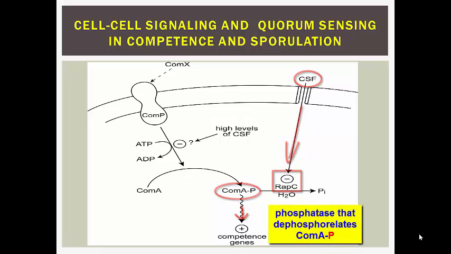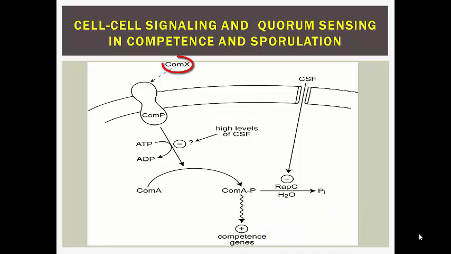dephosphorylates ComA-P. Both COMX and CSF increase the amount of ComA-P, or phosphorylated ComA, which leads to the expression of competence genes. COMX stimulates competence gene expression by affecting the activity of the histidine kinase ComP, while CSF stimulates competence gene expression by opposing the phosphatase RapC.